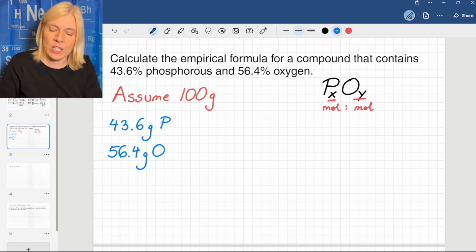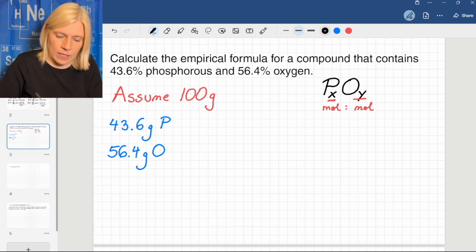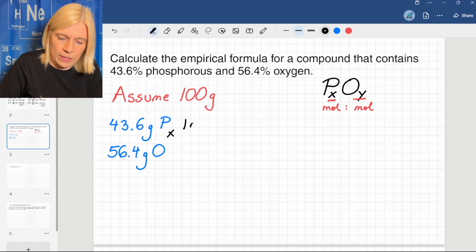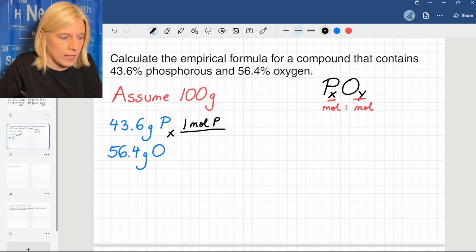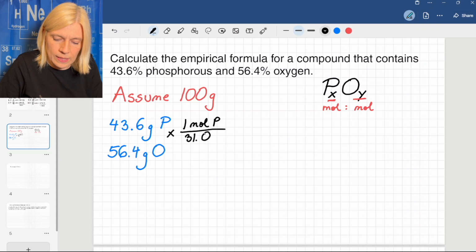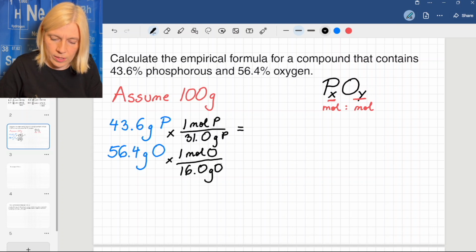They are mole to mole ratios. Now I have mass. What can I do? First step, let's change things to moles. So phosphorus times, well, there's 1 mole of phosphorus. And what's the molar mass of phosphorus? Let's look at our periodic table. I'm going to say it is 31.0 grams of phosphorus. And oxygen, I'm going to say I have 1 mole of oxygen, and 1 mole of oxygen is 16.0 grams of oxygen.